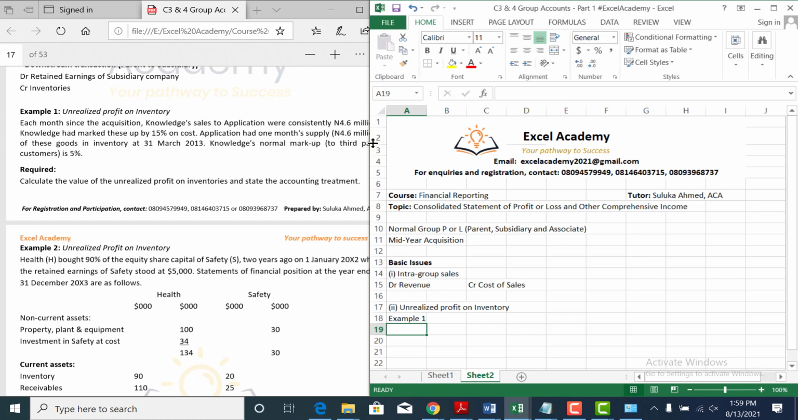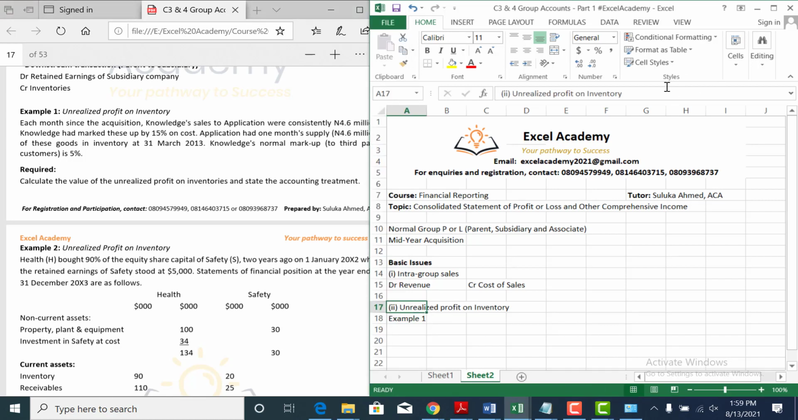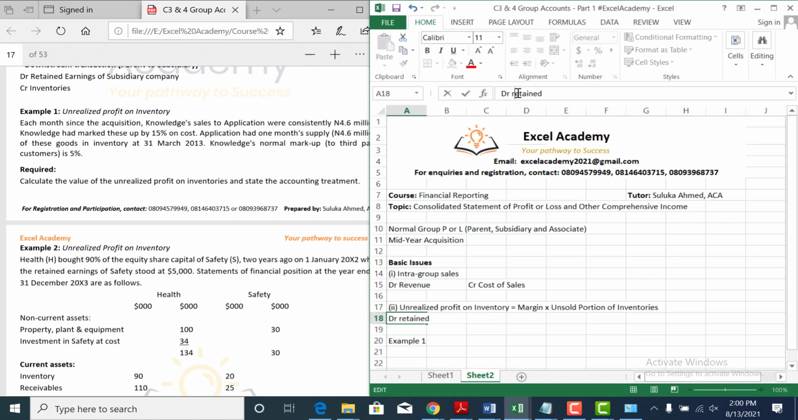Mid-year acquisition. Knowledge sales to application were consistently 4.6 million, and knowledge had marked up by 15% on cost, and application had 1 month supply, that is 4.6 million of these goods in inventory. So here the unrealized profit is what we are going to deduct, that is applicable to the unsold portion, that is the margin multiplied by the unsold portion of the inventory. The treatment is you debit the retained earnings of the seller, then you credit inventories.